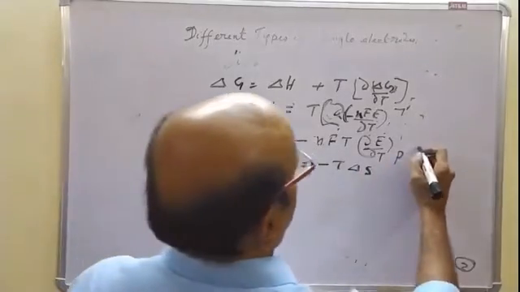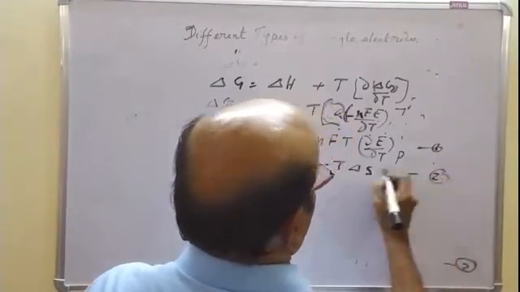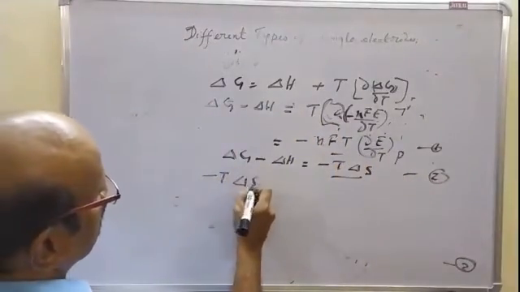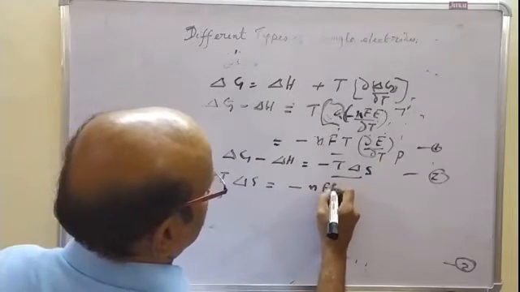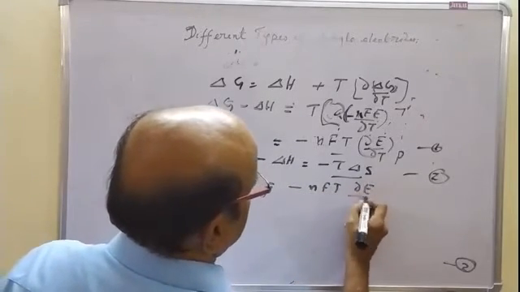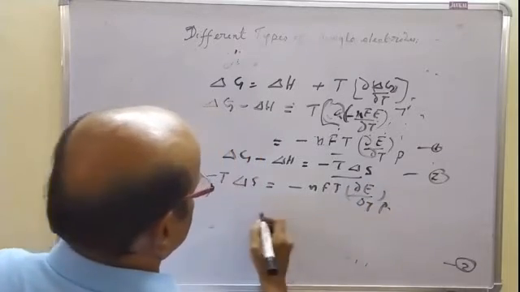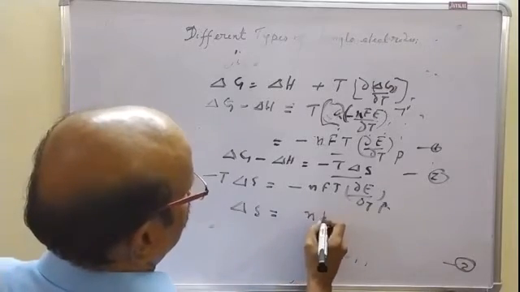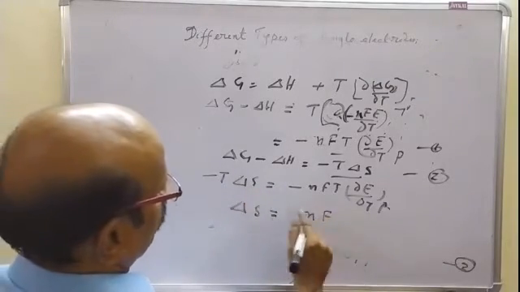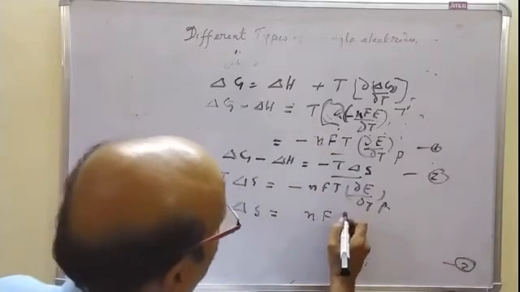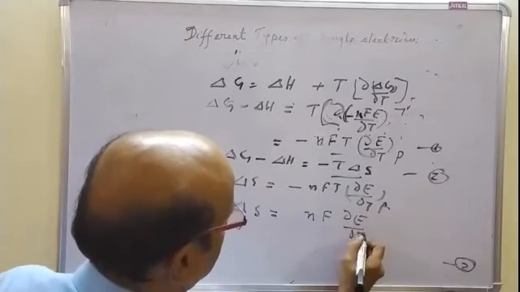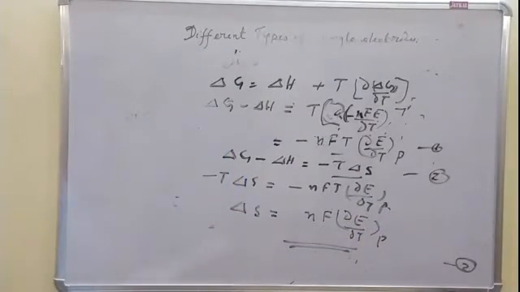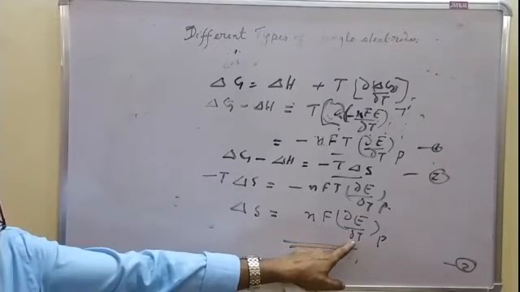Comparing these two, minus T delta S is equal to minus nFT dE by dT at constant pressure. So delta S is equal to nF; T gets cancelled and the negative also cancels. So delta S is equal to nF into dE by dT at constant pressure.